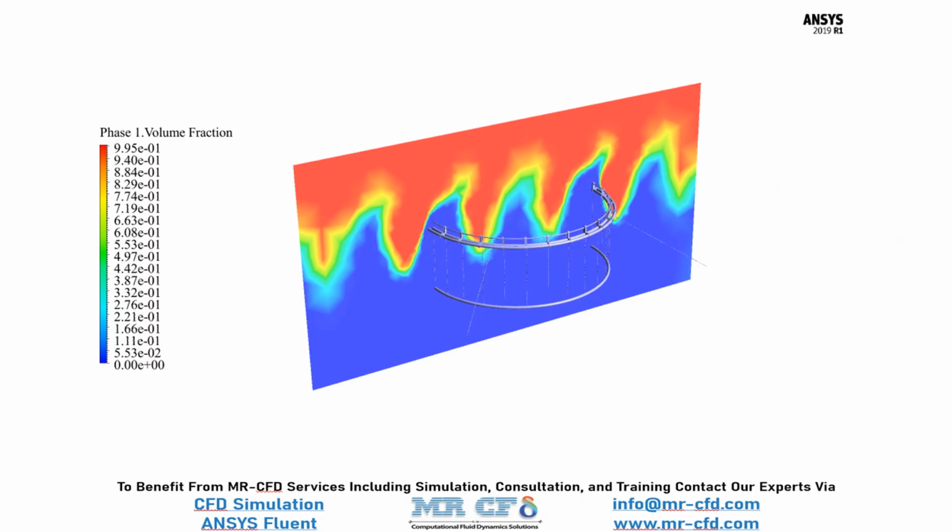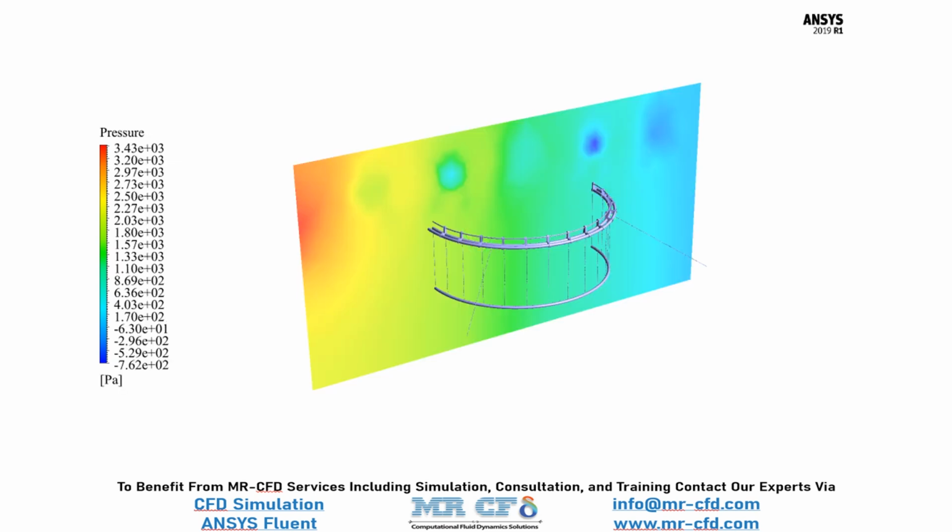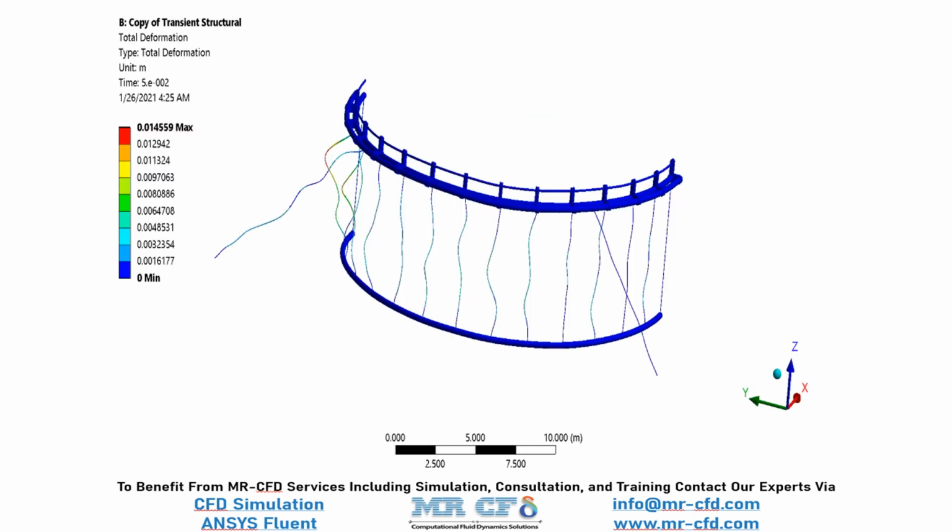Now in this slide you can clearly see the volume fraction contour and you can clearly see the wave motion boundary condition acting inside our computational domain. And now in this slide you can clearly see the pressure distribution inside our computational domain. And finally in this slide you can easily see the changes in the position of the solid object. You can also see the changes in the deformation of each of the blades of the object.